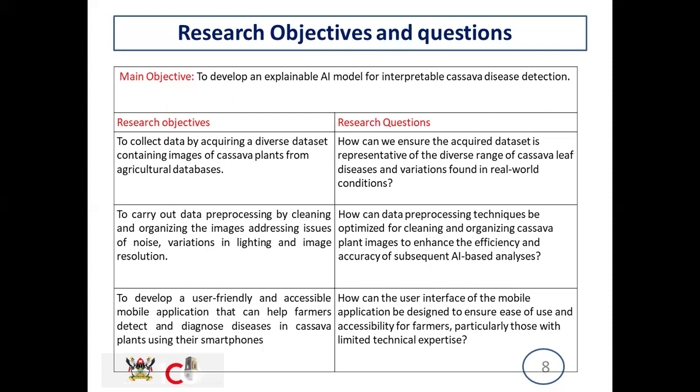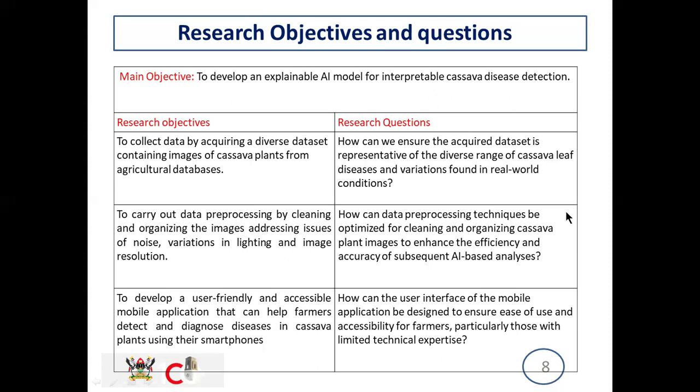One of our research objectives was to create a mobile app for farmers to detect cassava diseases using smartphones, and the question is how to design an easy user interface for farmers with limited tech expertise. Take an example of a farmer who needs a simple tool to detect the disease, and it explains what he needs to do to prevent that disease from happening again. Our app is designed to be simple, with simple things like a menu, which helps the farmer easily navigate and use the application.